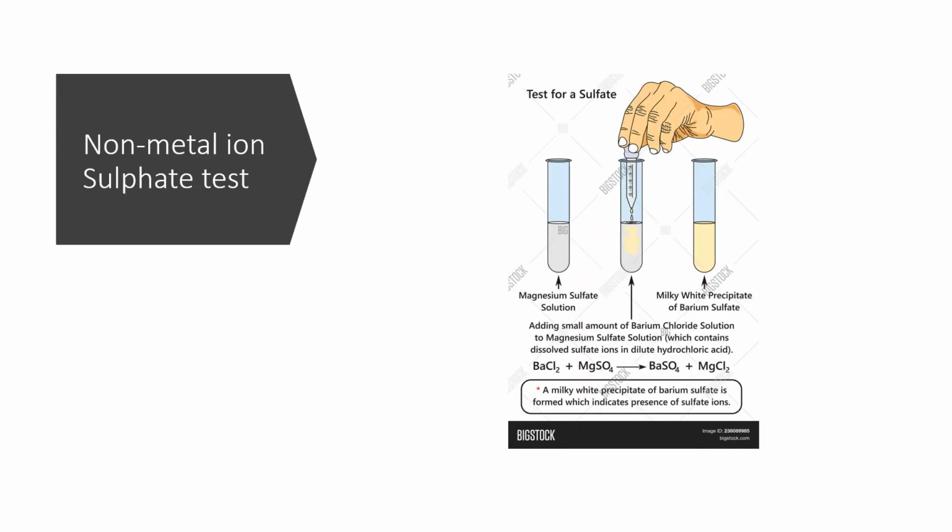The next non-metal ion we're looking at is sulphate test, another popular test in the exam. You will start with magnesium sulphate solution in a test tube, and what you're going to do is add a small amount of barium chloride solution to the magnesium sulphate, and what it will do, it will dissolve the sulphate ions in the hydrochloric acid, and you will make a milky white precipitate of barium sulphate, which shows the presence of the sulphate ion. This is also demonstrated in this diagram.